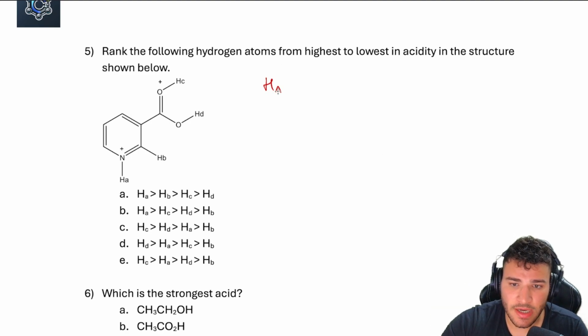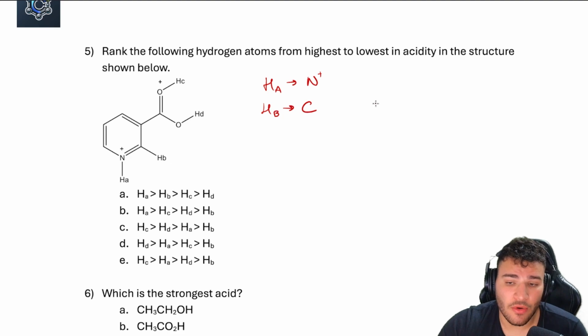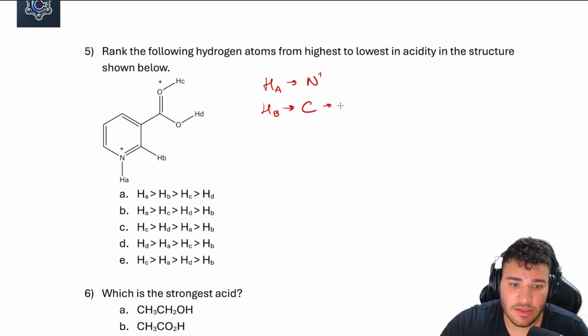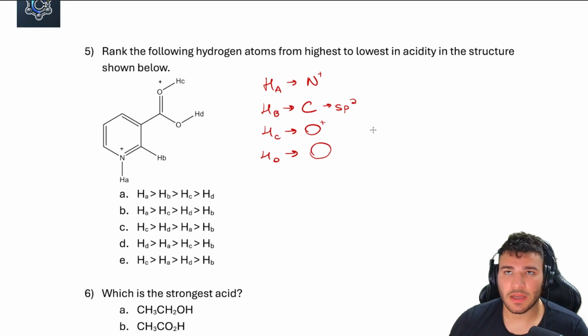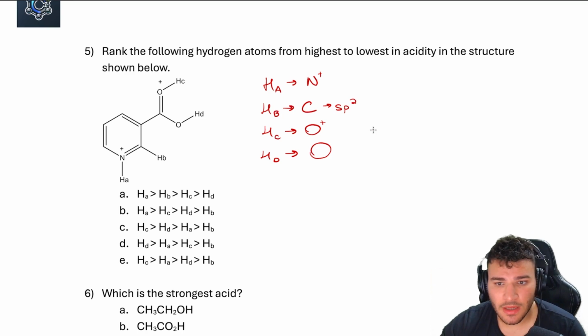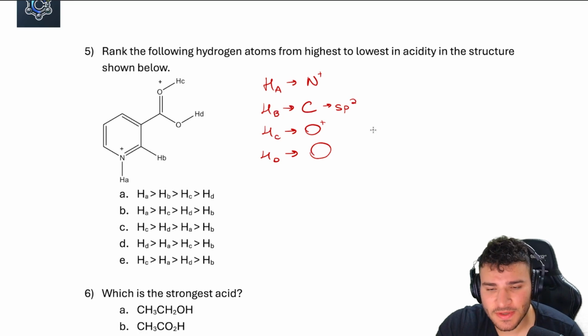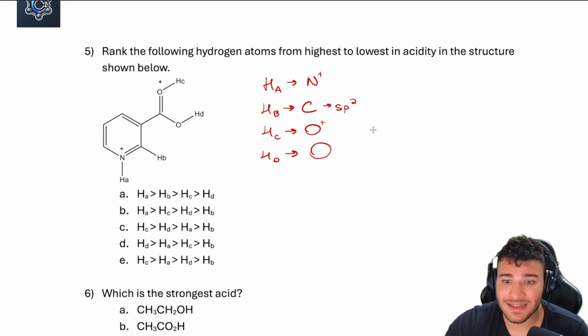And so HA, hydrogen A, is connected to a positively charged nitrogen, right? HB is connected to a carbon, and let's mention that it is also sp2 hybridized, right? That's important. It's double bonded. HC is connected to a positively charged oxygen, and HD is connected to just a regular oxygen. And so some additional information that we might need, like resonance or inductive effect, we'll go back to the structure if we need it. But just doing this will solve a lot of problems just by knowing your atom rules or charge rules. It really is just going to help you out a lot. It's going to simplify the questions.